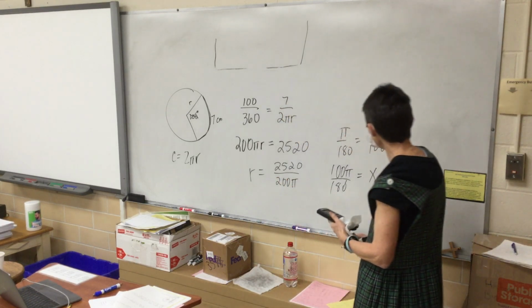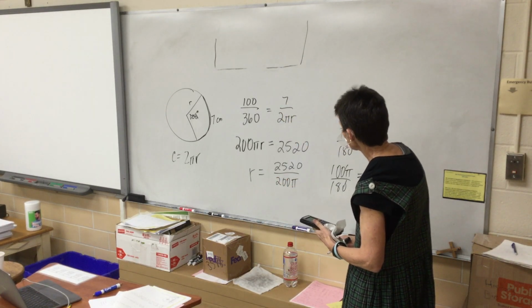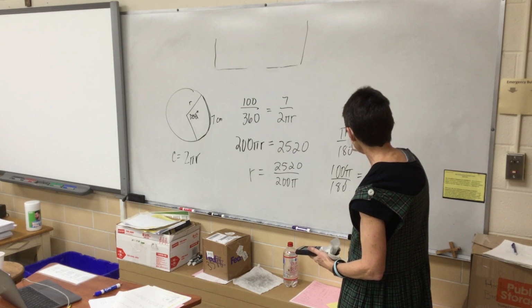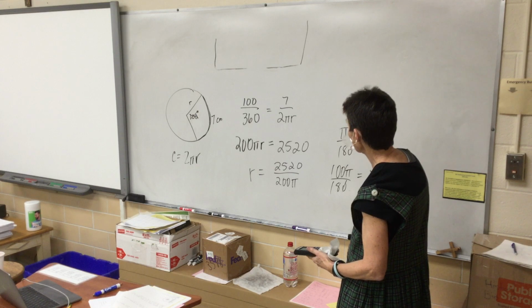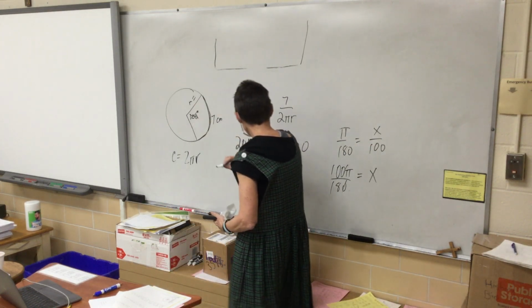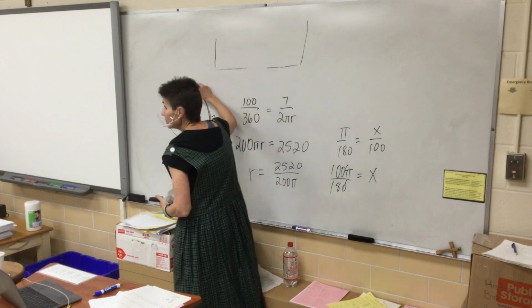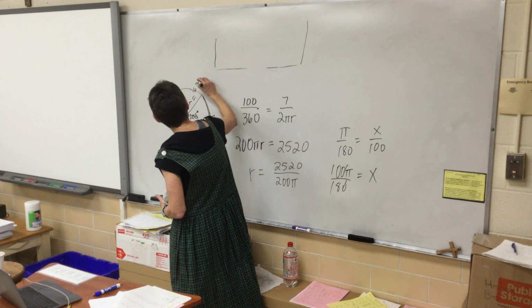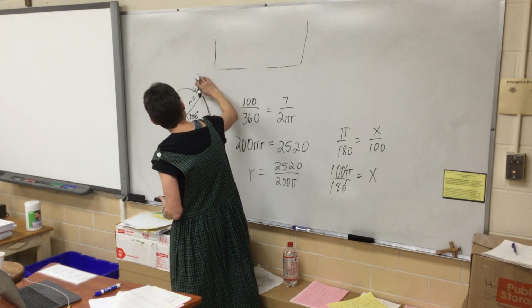Now, with any luck, what did I get for my radius? I erased it. Anybody write it down? What did I get for my radius when I did it before? 63 over 5 pi. Okay.